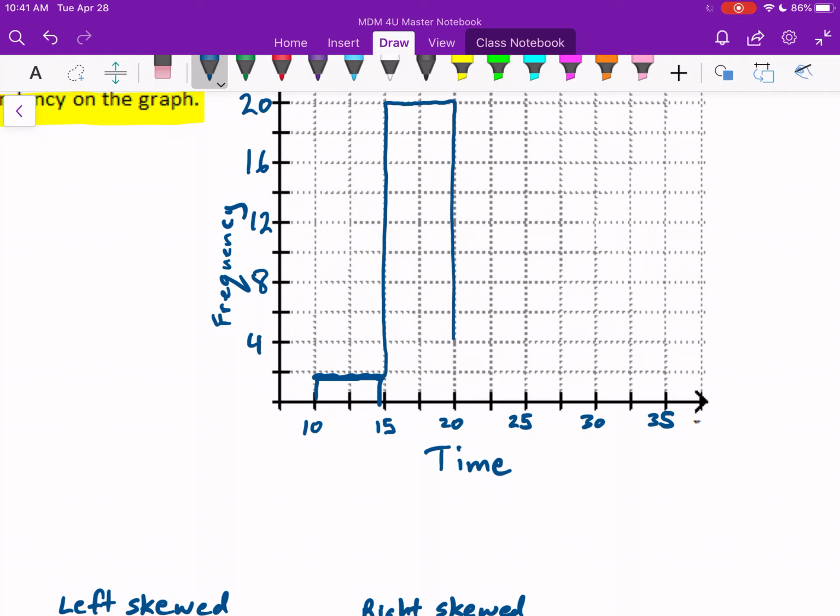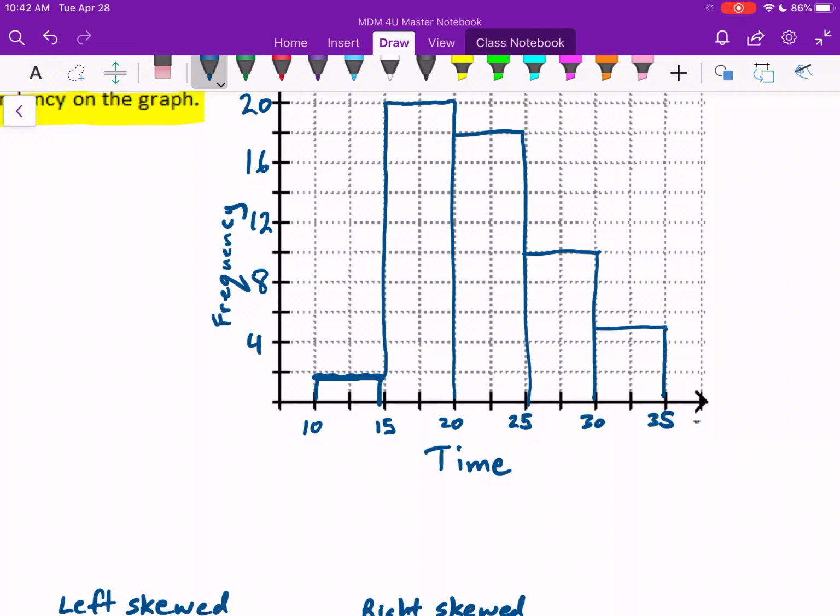For a histogram, we go between these endpoints. So we're going between 10 and 15. We're going between 15 and 20. That's the width of our bar. The bars butt up against each other to show that it's continuous, that there's no gap between the first 10 to 15 interval and the 15 to 20 interval. The next one had a frequency of 18. The next one had a frequency of 10. And the last one had a frequency of 5.